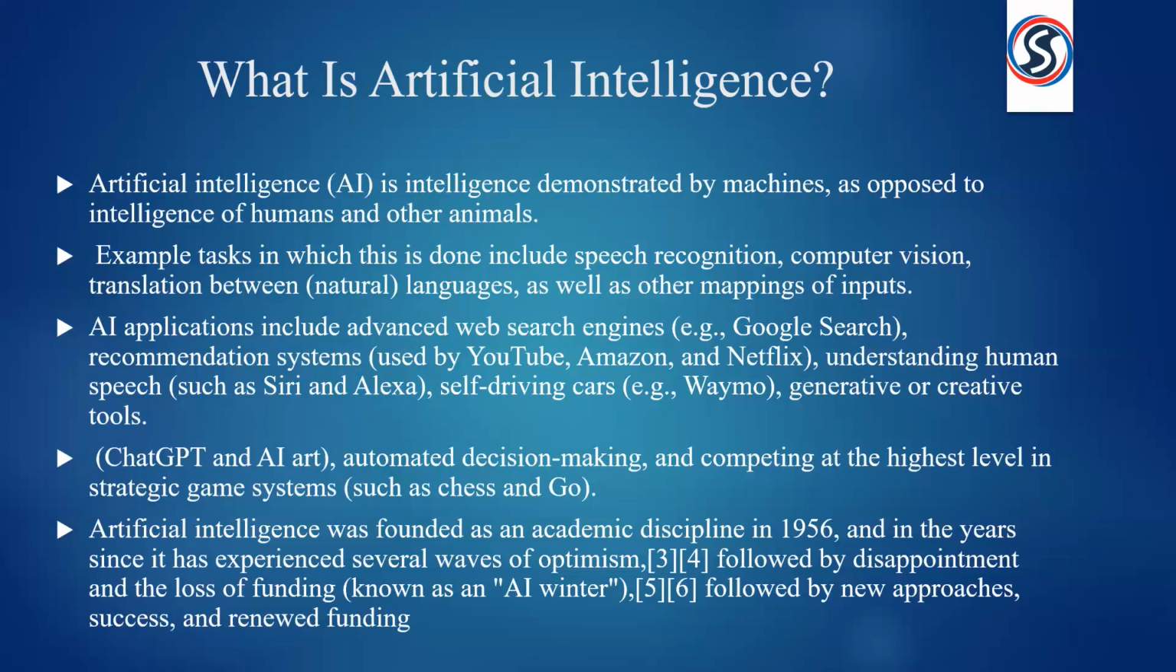Artificial intelligence includes advanced web search and recommendation systems that we are familiar with, like YouTube, Amazon, and Netflix. We are also using Siri and Alexa, which understand human speech, then self-driving cars, generative or creative tools like ChatGPT, automated decision making, and competing at the highest level in strategic game systems such as chess and Go.